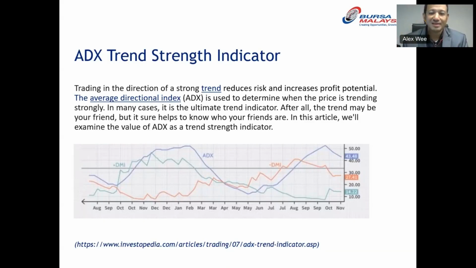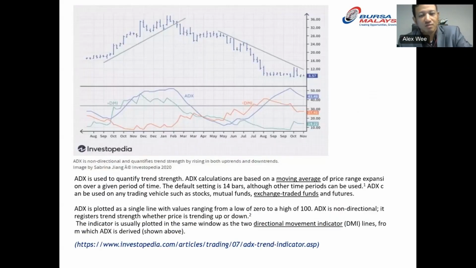Many, many indicators talk about oscillators, for example, RSI, MACD, stochastics, Bollinger Band. There are so many that talk about oscillators. There are so few that talk about the strength of trend. And ADX is one of the few that talk about it. So we have to talk about this first before we talk about Hurst.